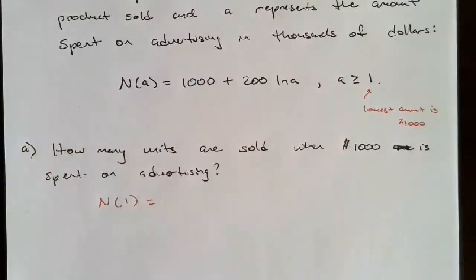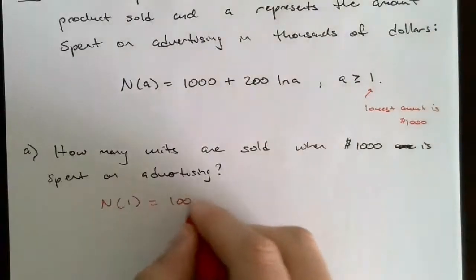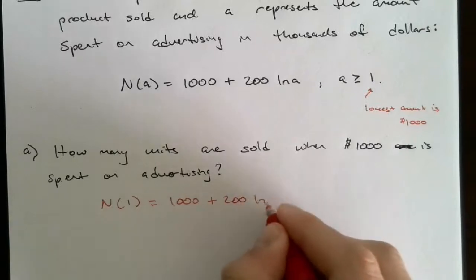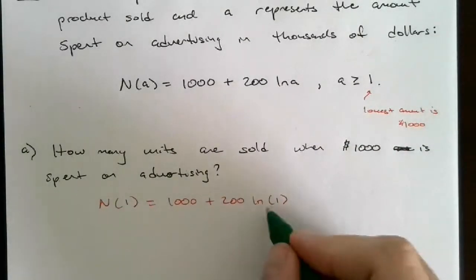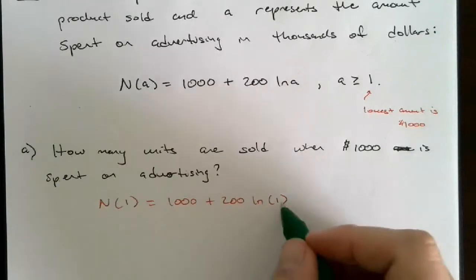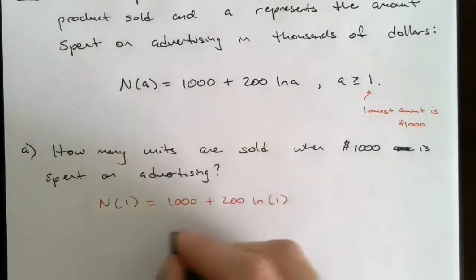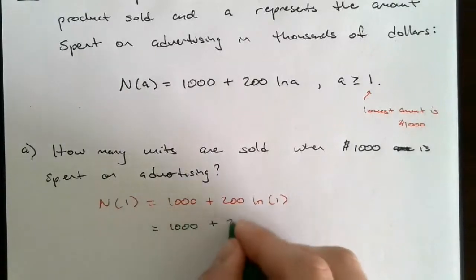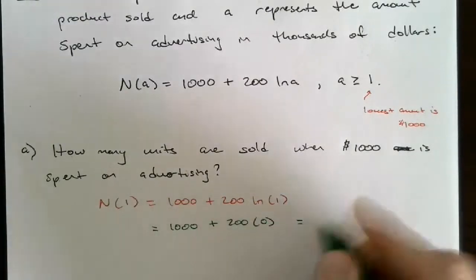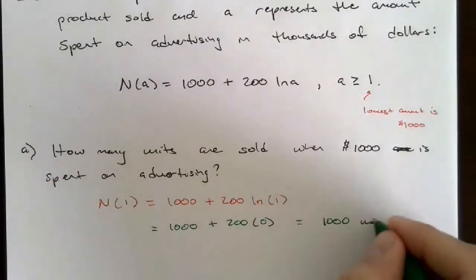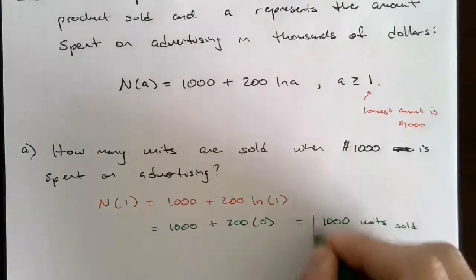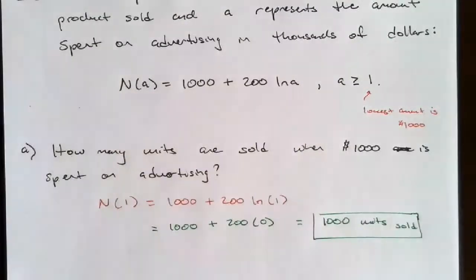So we're looking at the number of units sold. It's going to equal 1,000 plus 200 times natural log of 1. Well, what's the natural log of 1? Remember, log of 1 is always 0. Natural log is base e, so it's saying e to what power gives me 1? Well, e to the 0 power gives me 1. So this is really equal to 1,000 plus 200 times 0, which just equals 1,000. 1,000 what? What are we trying to find? How many units sold. So when $1,000 is spent on advertising, 1,000 units are sold.